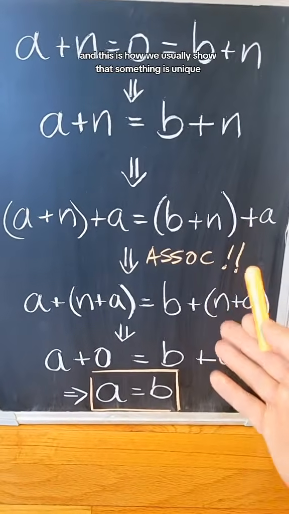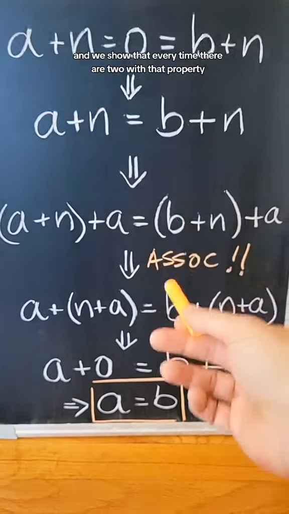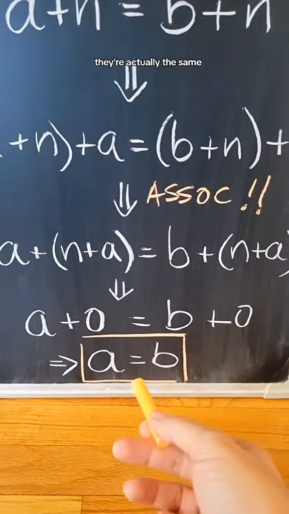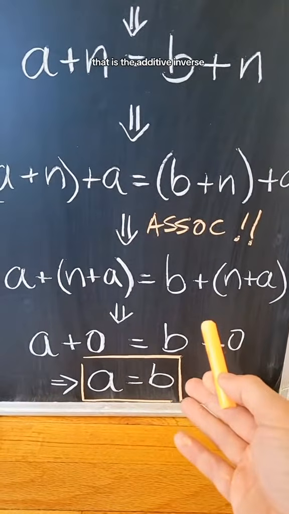And this is how we usually show that something is unique. We assume there are two, and we show that every time there are two with that property, they're actually the same. So there is always just one unique element that is the additive inverse.